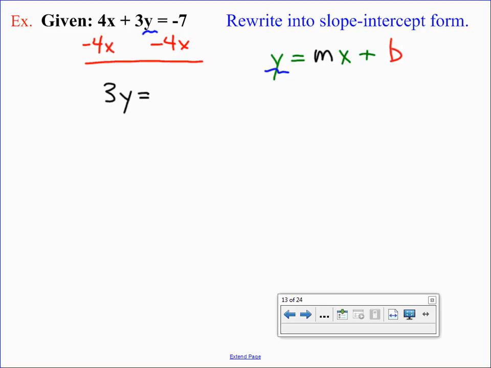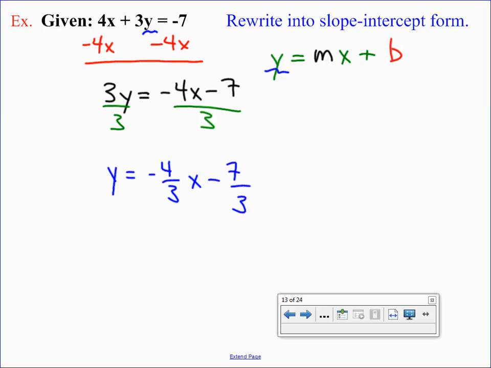Go ahead and bring down. And because I want to make it look like mx plus b, I'm not going to put -7 minus 4x. I'm going to put -4x minus 7 so that I have my x term first, because I'm trying to make it look like that. I'll finish it out by dividing everything by 3, both sides. And recall when you divide that entire right side by 3, each term gets divided by the 3. And so if I want to make it look like y equals mx plus b, I'll have to split that up into 2 separate terms. y will equal -4/3 x minus 7/3. So notice how we've now made it look like y equals mx plus b.